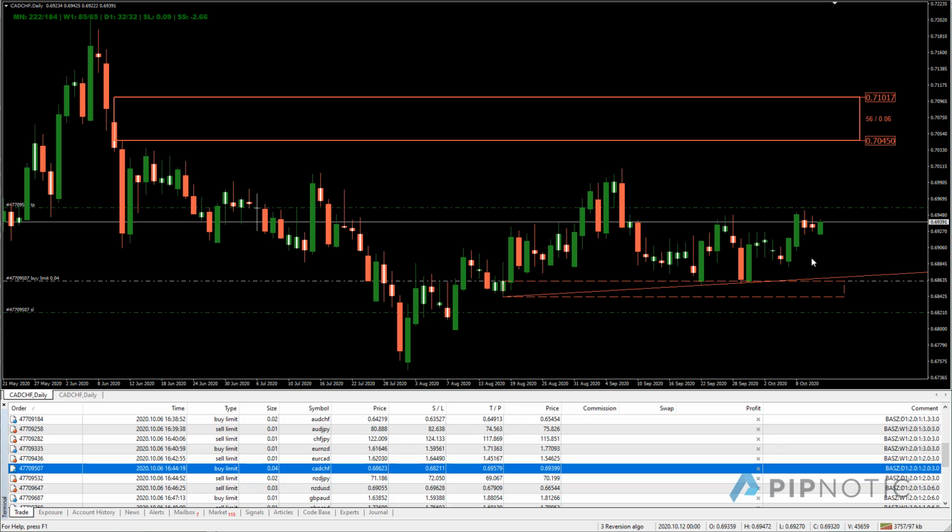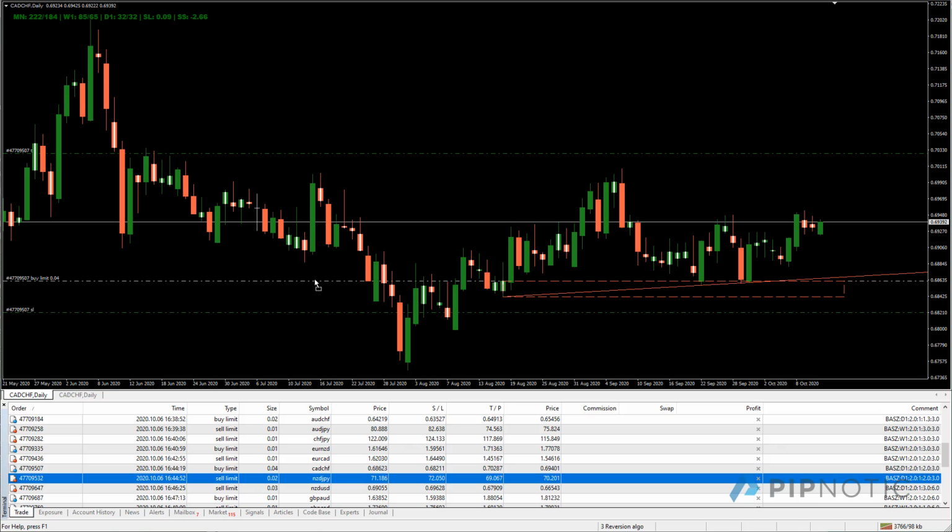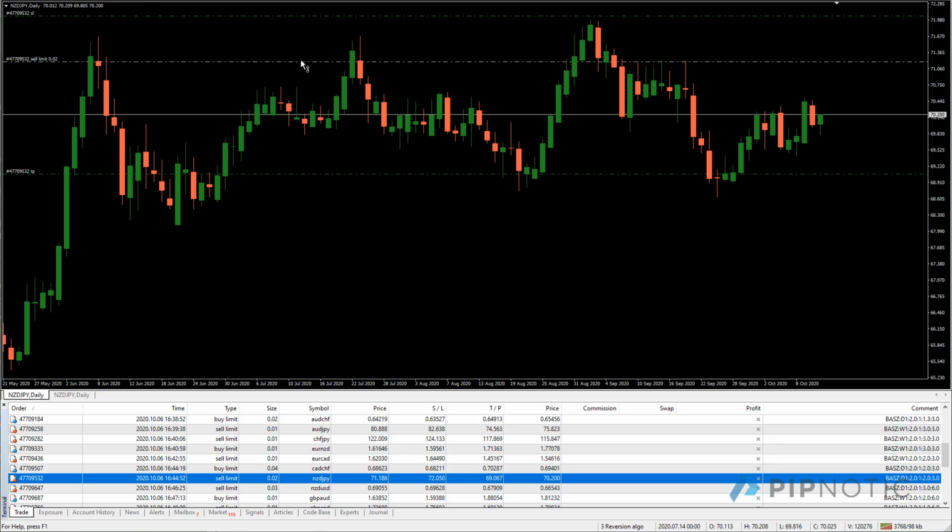So if this gets filled before we get here, this is great. And obviously, the target would be around here, should we get filled. Going on to the Kiwi Japanese Yen. This is a daily one as well.